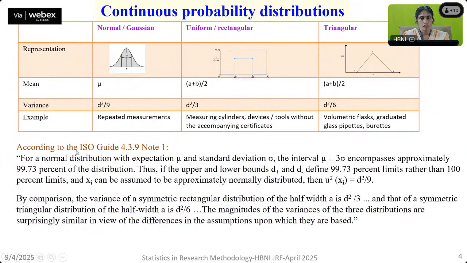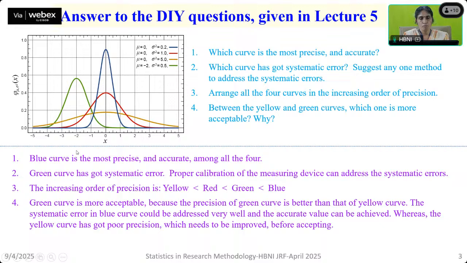So, in the last slide of the previous lecture, one question was given to all of you as an exercise, wherein you had to find out which curve has the most precise and accurate measurement, and the one having systematic error. For the ways to tackle systematic error, you should write at least one method. Then arrange these curves in the order of increasing precision, and say which curve is more acceptable between the two, yellow and green. The answers to each and every question are given here.